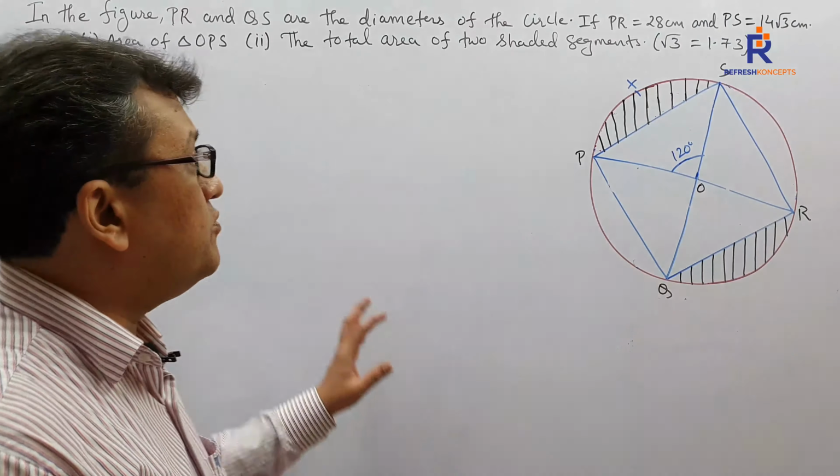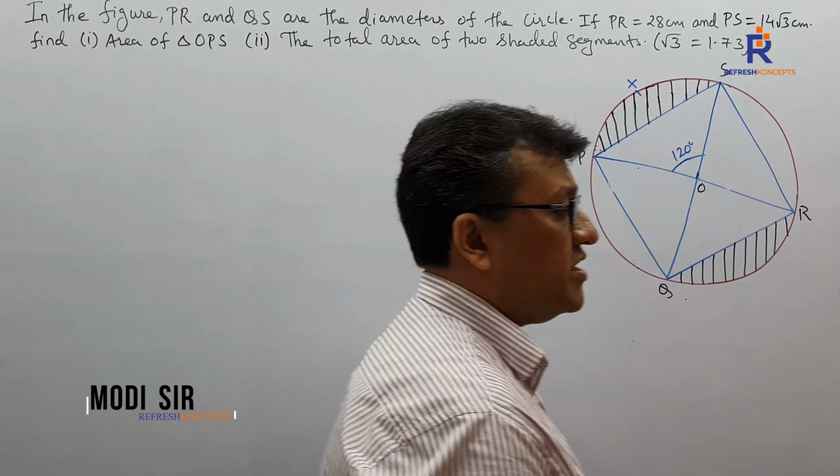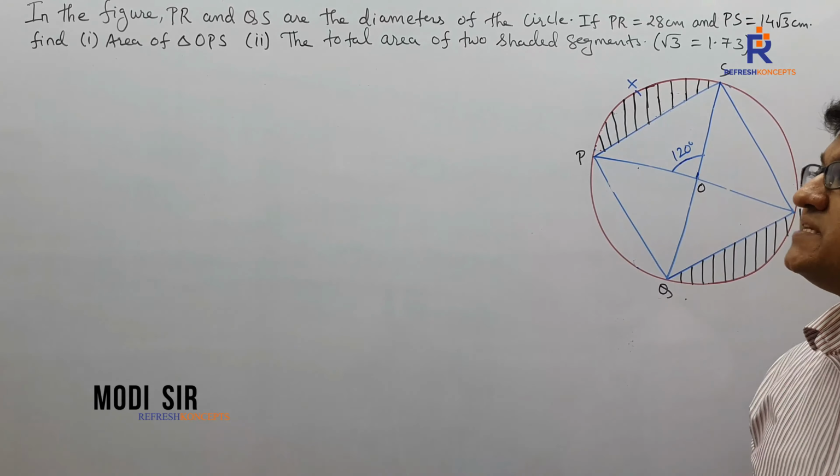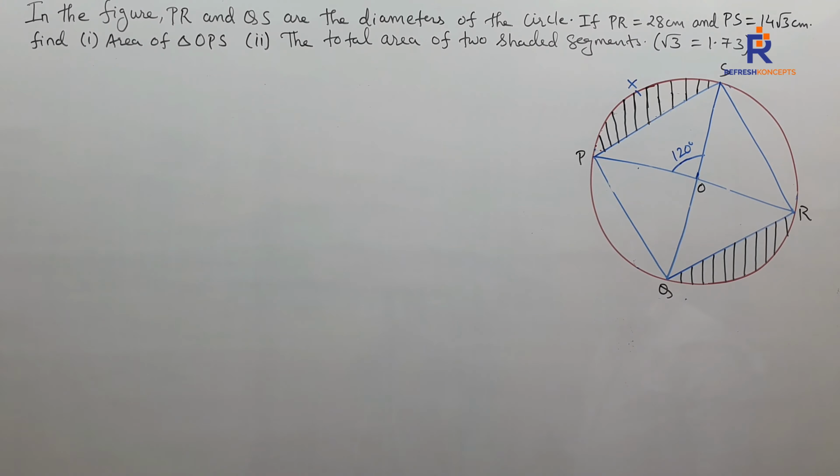Let's start, children, with one more good sum. What is this sum trying to say? This is what the figure is. It says in the figure, PR and QS are the diameters of the circle.